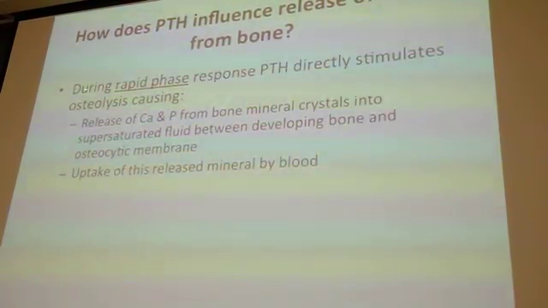Okay, so parathyroid hormone is going to influence the release of calcium and phosphorus in two phases. There's a rapid phase in which parathyroid hormone directly stimulates osteolysis, so breakdown of the bone. So this is going to release calcium and phosphate from bone mineral crystals into the fluid around the bone, and then this can be taken up by the blood.